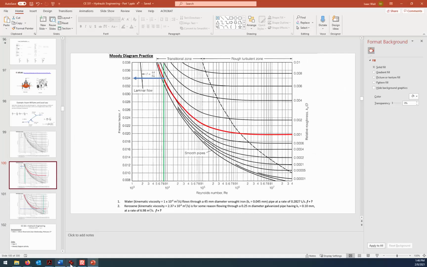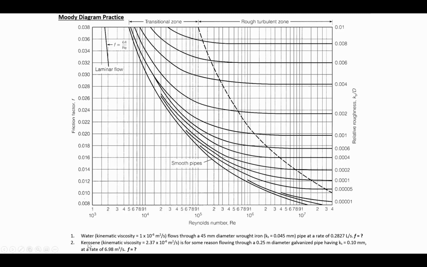Okay, so now what about this second one? The second problem, here it is. Kerosene this time. So we've got a different kinematic viscosity. It's a little bit more viscous, more than double the viscosity of water. It is, for some reason, flowing through a 0.25 meter diameter galvanized pipe at 6.98 cubic meters per second.